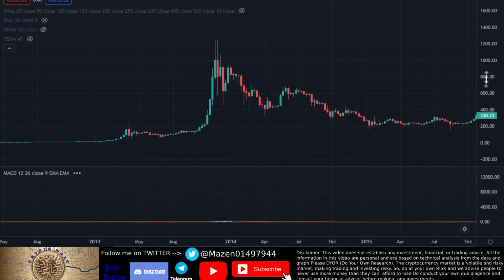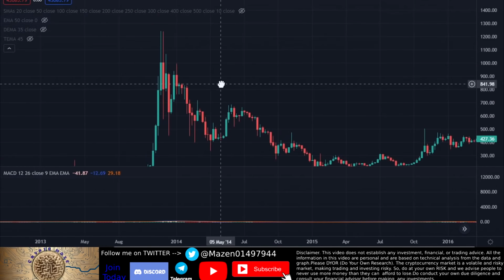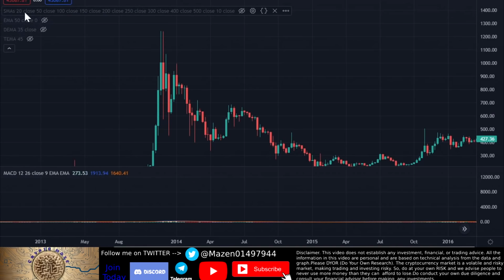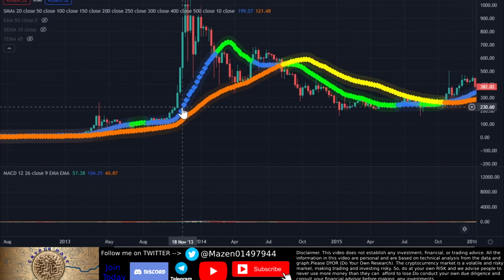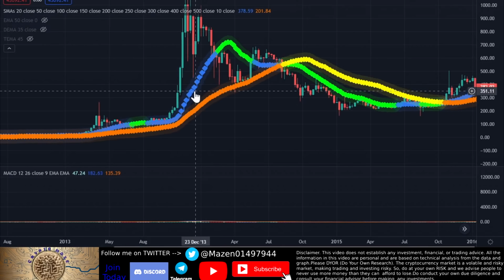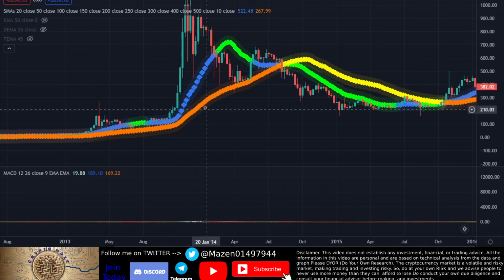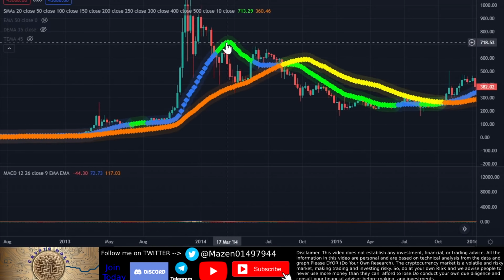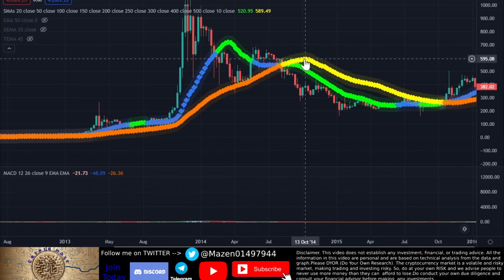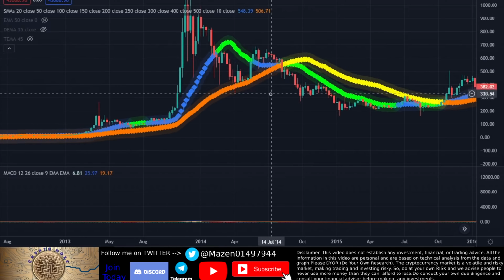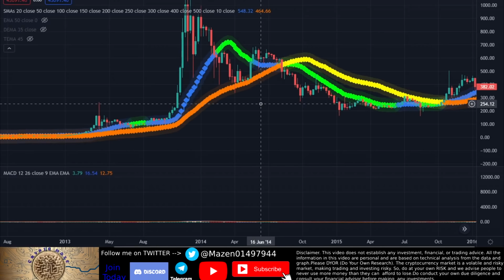So this is our 2014 bull run right here. I'm going to start turning on the 50 and the 20. I'm using only the 20 and the 50 here. You can see that the 50 is the orange line right here, and the 20 is the blue line. These are the 50 and the 20 SMA. And they turn green and yellow once your bear markets start to come out. I'm going to explain it very simply. Just bear with me for now.